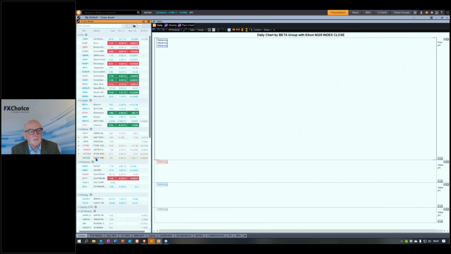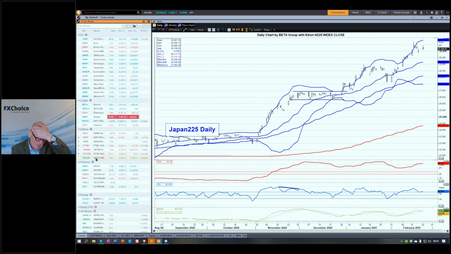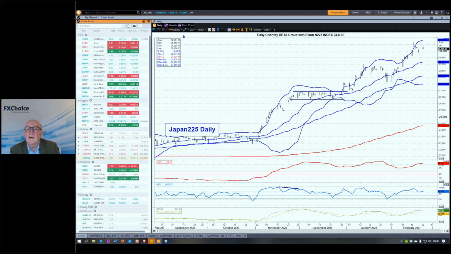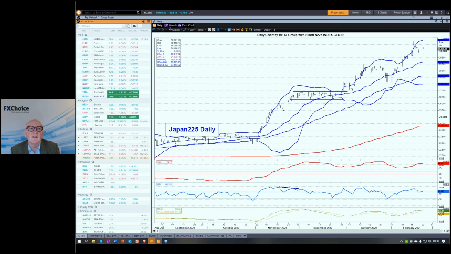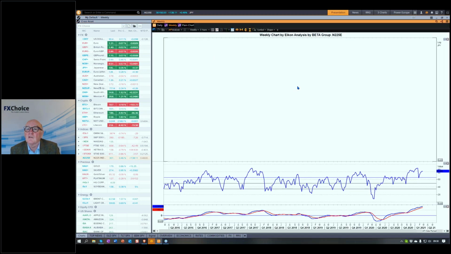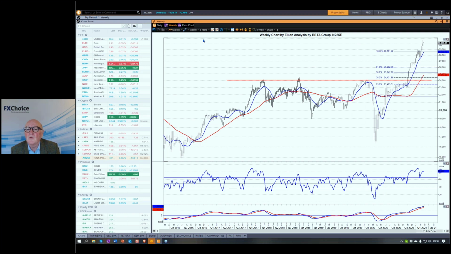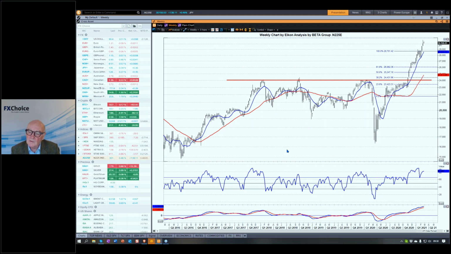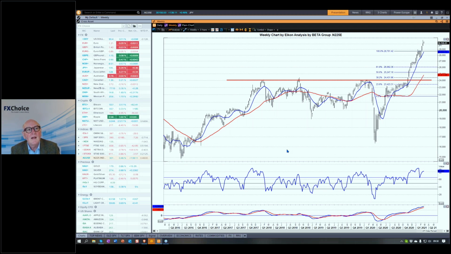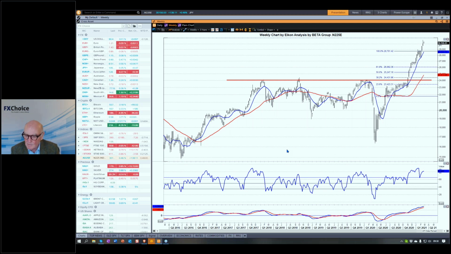My favorite, as you know, is the Japan 225. We've consolidated a little bit in here, but nothing to concern us. This is a really strong market. I won't go back 30 years like before, but you can see we're back trading at 1990 levels. It is very strong indeed, and it really looks as though it's going much higher. And this really is a leader.